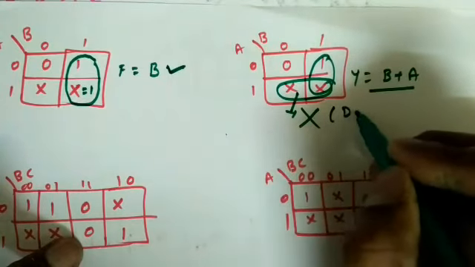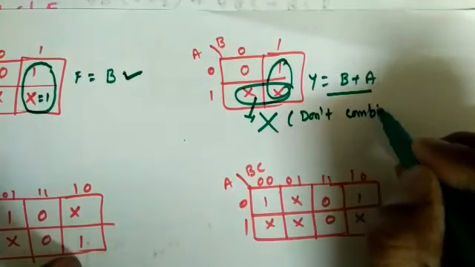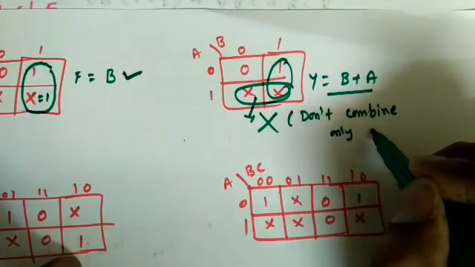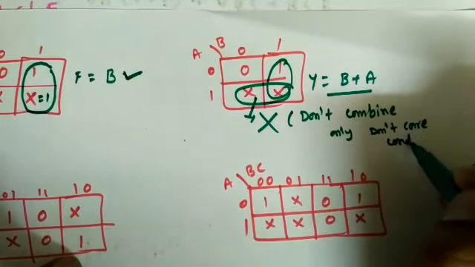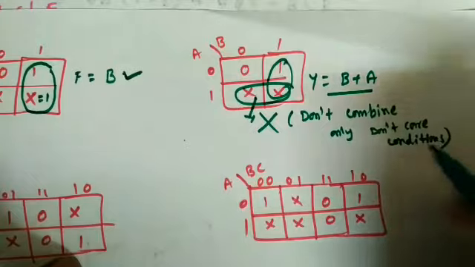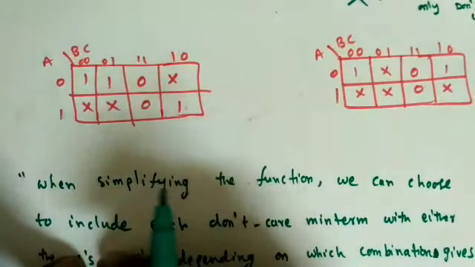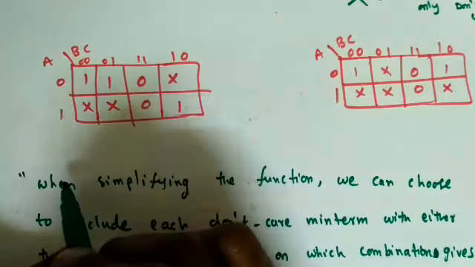So what is the conclusion is, don't combine only don't care conditions, only don't care conditions, right, which will give extra terms, so we will not get a simplified version. Now similarly, if I see the 3 variable, so these 2 ones are there and the 3 ones are there, 3 don't cares.